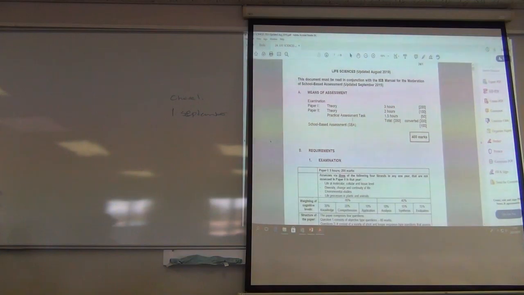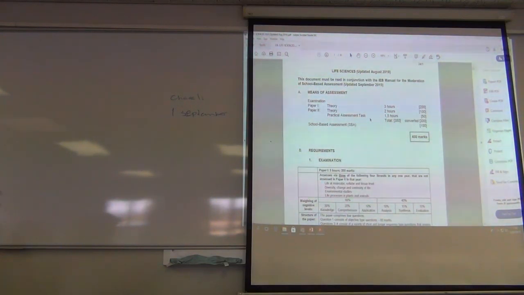Practical assessment task, or PAT. You know what that is. Hey, it's your prac exam. Just like all the prac exams you've written, lots of them. This one is set by the IEB. Someone at the IEB sets it. Everybody who writes IEB biology writes it on the same day, same time. So the current matrix are writing it on the 16th of September.